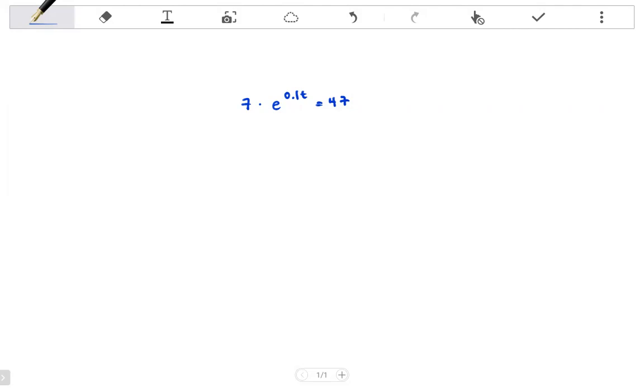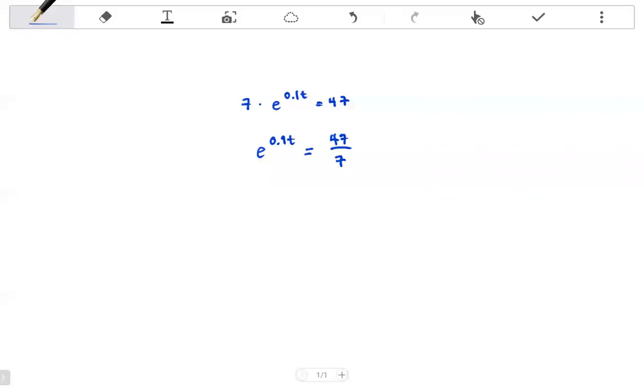Not really. Sorry, I kind of had trouble with logs. Okay. So let's take it one step at a time. Our first step is to get the t isolated, right? That's how we solve for t. So we can divide by 7 on both sides.